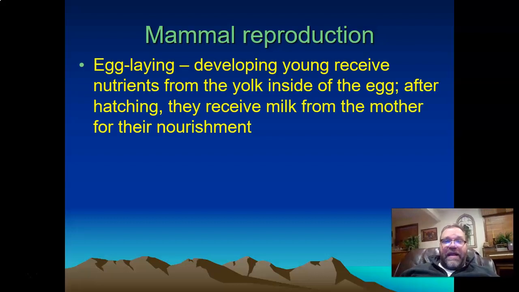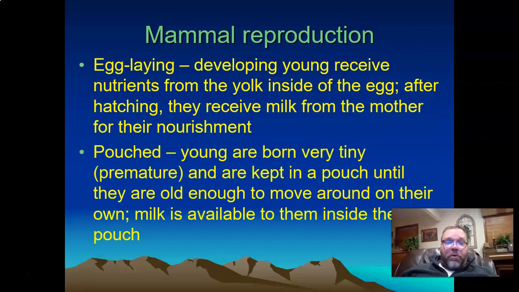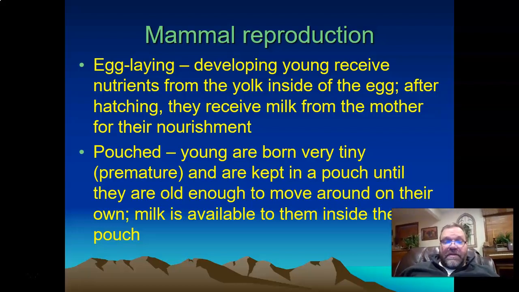There are other kinds. There's egg laying. Developing young receive nutrients from a yolk inside the egg. After hatching, they receive milk from the mother for their nourishment. And finally, pouched. Young are born very tiny, almost premature, meaning they're not yet fully developed. They're kept in a pouch until they're old enough to move around on their own. Milk is available to them inside the pouch. The most classic example is the kangaroo, with a little joey that lives inside its mother's pouch until it's fully developed.